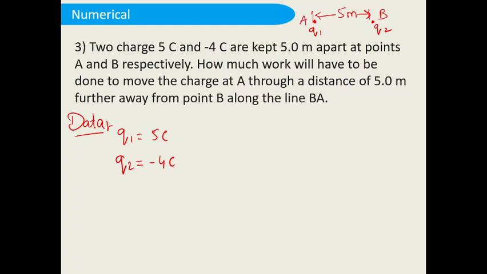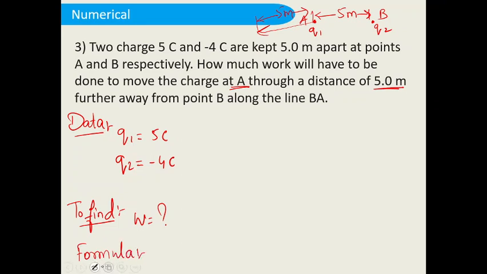How much work will have to be done to move the charge A at A through a distance of 5 meter further away from point B along the line BA. So again we have to move this charge A by a distance of 5 meter again. Okay. So to find, we can say to find is work done, and work done is nothing but voltage multiplied by charge. Voltage multiplied by charge. Now which charge is to be moved? The charge which is present at position A, so we can say it is Q1.